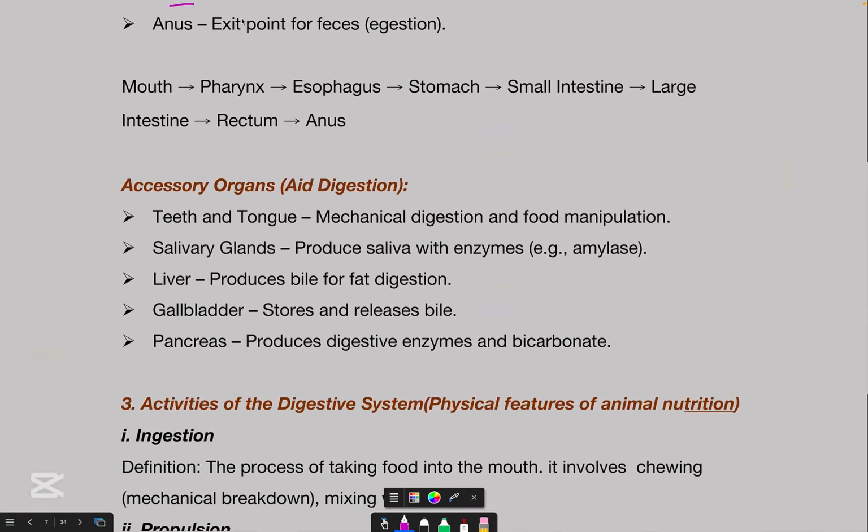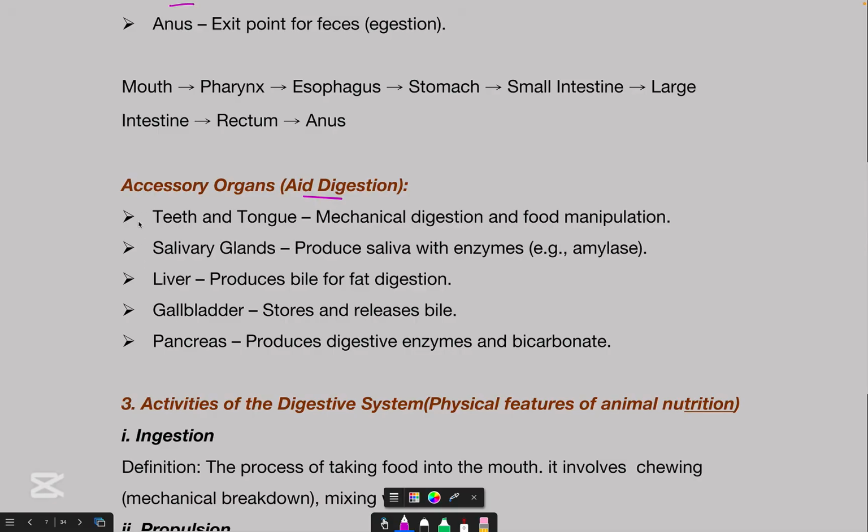Then the accessory organs that aid digestion. Like we said, the accessory organs are not particularly for digestion. They have their individual main function they carry out in the body. But in addition to this function, they also aid digestion. Are you getting it? The accessory organs: you have the teeth and the tongue. That is for mechanical digestion and food manipulation. All those, you find them in the teeth and the tongue.